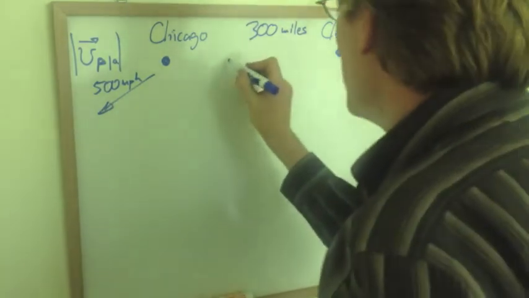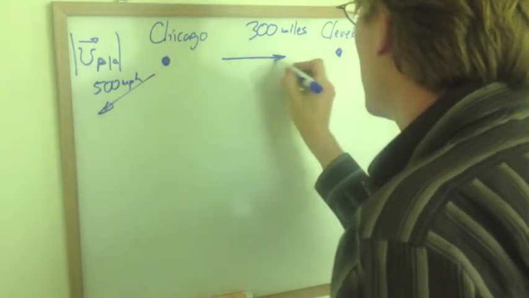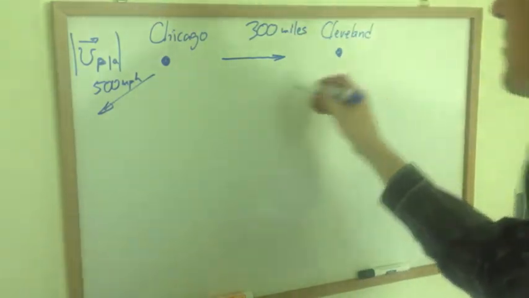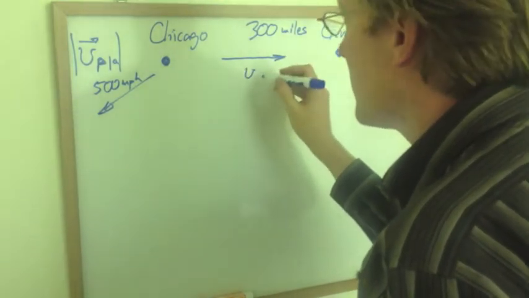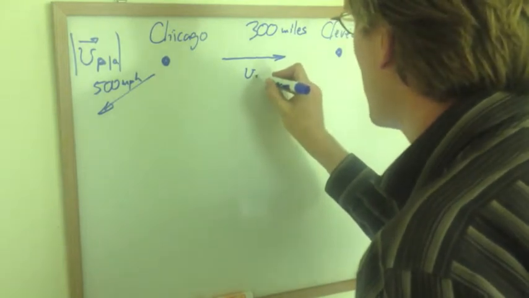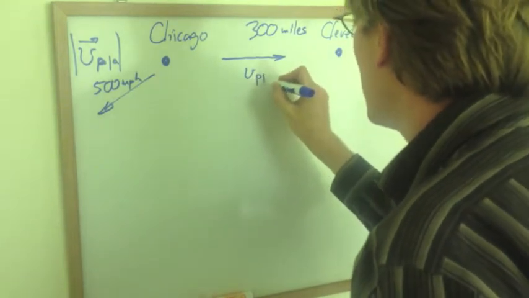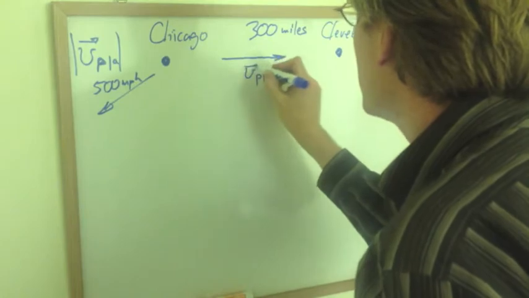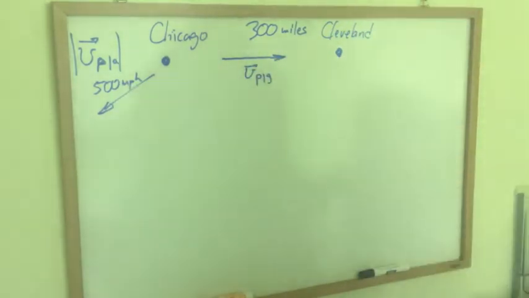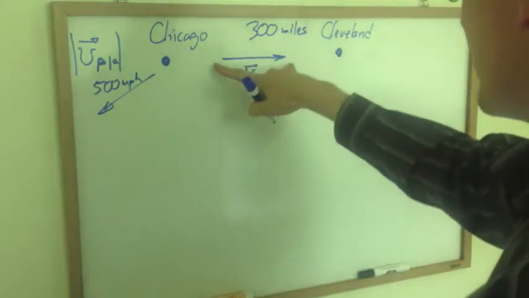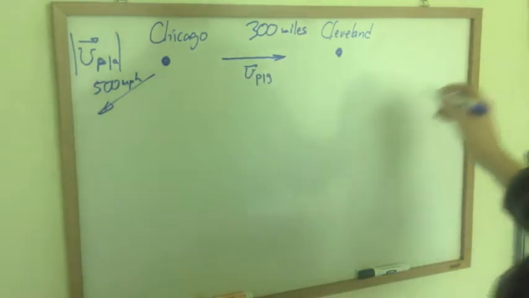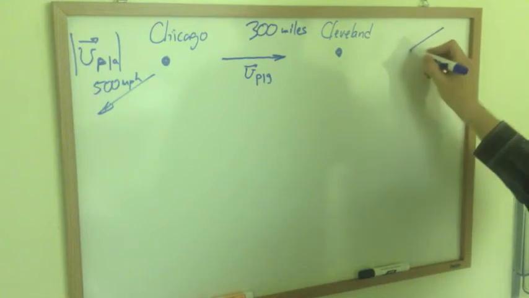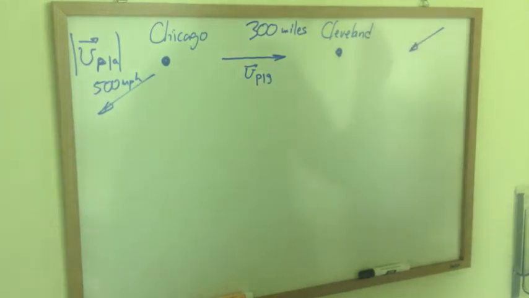Now, of course, you want to fly across the ground from here to here, directly, Chicago to Cleveland. So you want your velocity vector for the plane over the ground to point directly from Chicago to Cleveland. We're not sure what the magnitude of this vector is, because there is a crosswind.